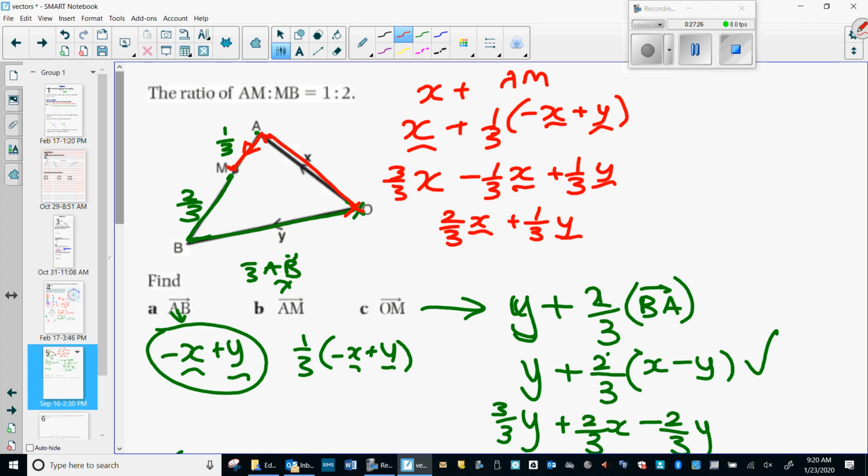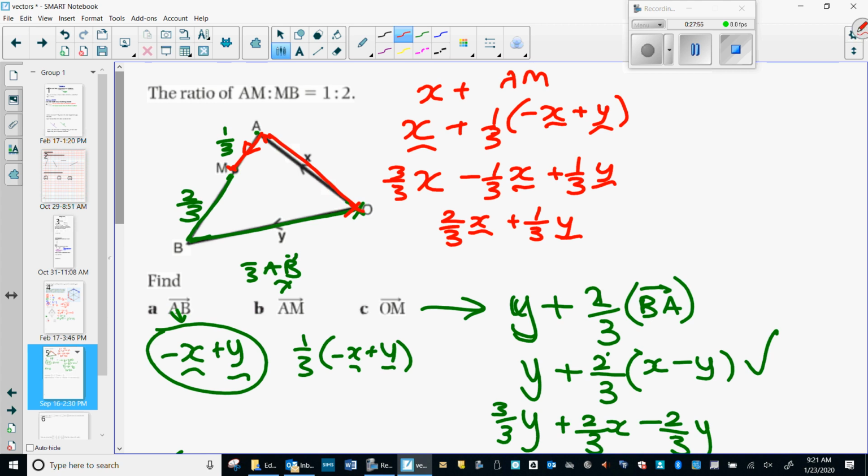Wait a cotton picking minute. Why does A to M have a Y in it? Because we worked out A to M earlier. From A to M, we had to go minus X plus Y, and it was a third of it, remember?